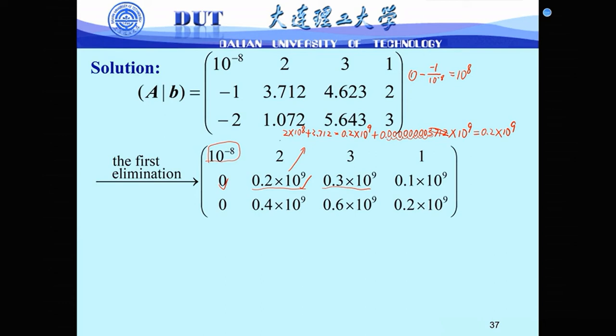So the same result I write here. That means we use 3 multiply the multiplier 10 to 8 and plus this number 4.623. It's okay? So firstly, we need to write this number into normalized form. So it is 0.3 multiply 10 to 9. It's okay for you? Okay, then you can understand what happens later.